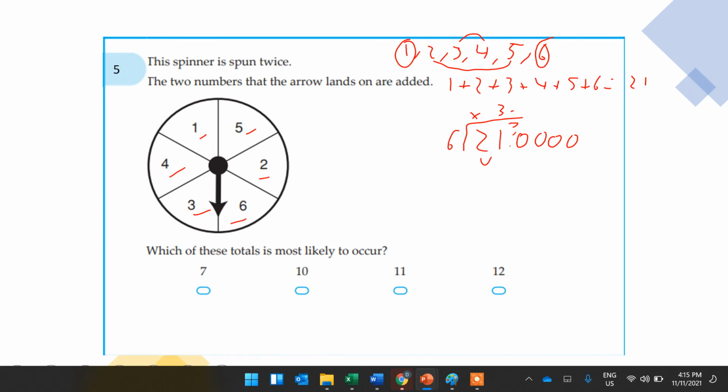So let's try 3, there it is. 6 into 30 fits perfectly 5 times. So on average, you're going to get 3.5. Okay, on average, that's what you're going to get.